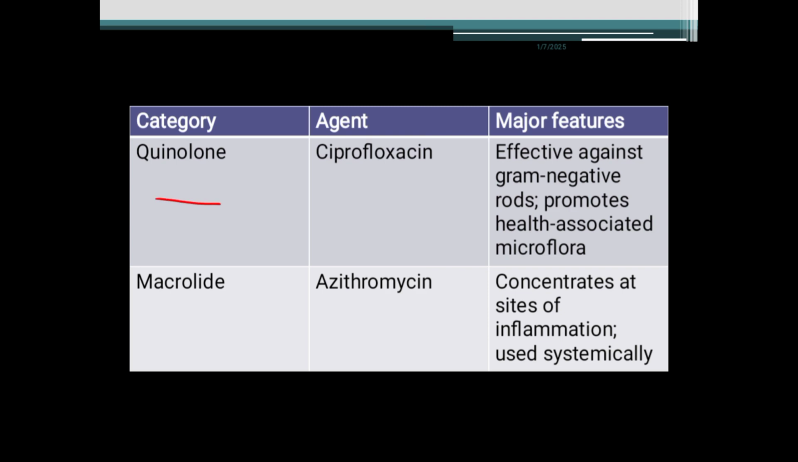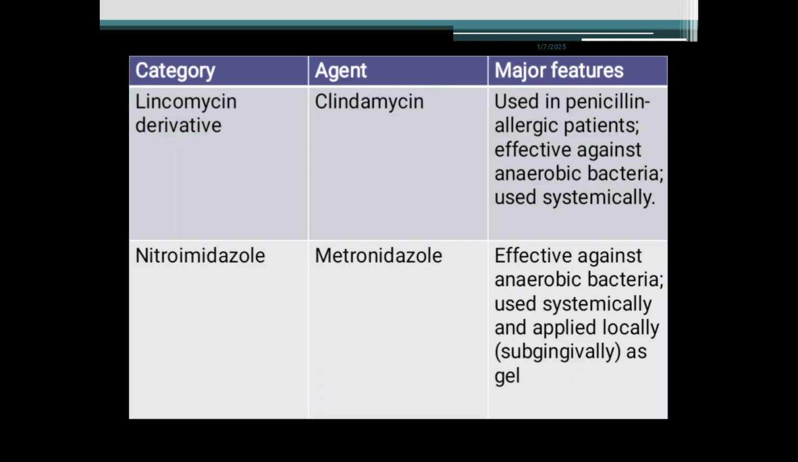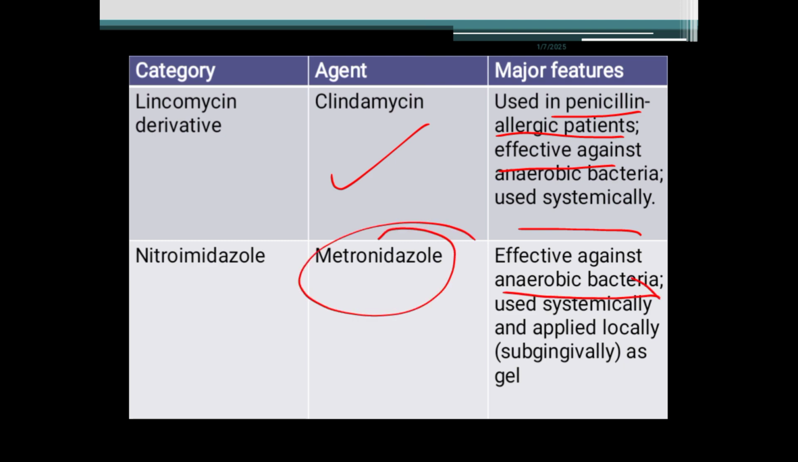Then quinolones, ciprofloxacin, which is effective against gram-negative bacteria. Among macrolides you have azithromycin, which is also effective against inflammation and is used systemically. Among lincomycin derivatives you have clindamycin, which you can give to patients who are allergic to penicillin. It acts against anaerobic bacteria and is used systemically. Among nitroimidazoles you have metronidazole, which also acts against anaerobic bacteria. You can give it both orally and locally.